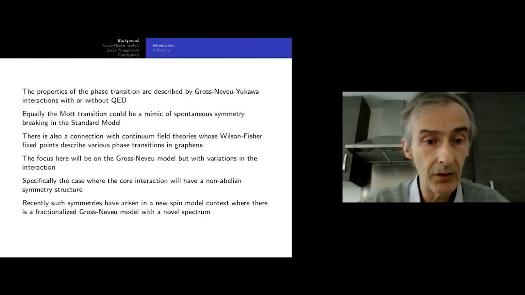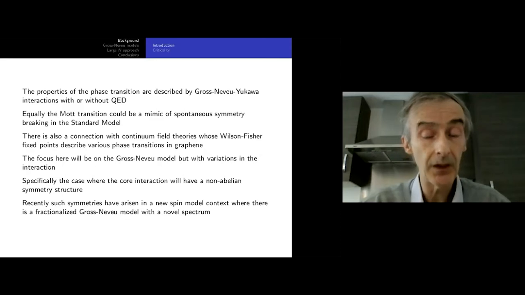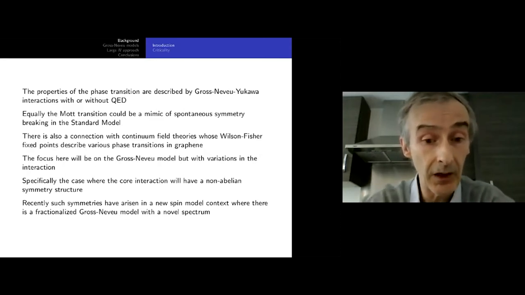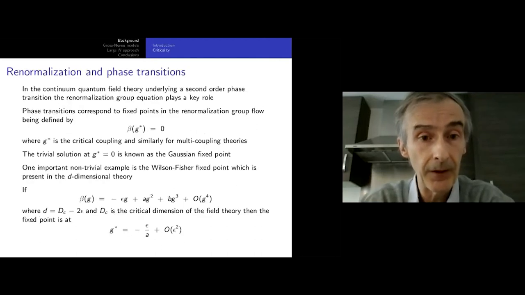But one of those spin models has given rise to a generalized Gross-Neveu model, which is called the fractionalized one. And it's got a different group structure. And that's the focus that my collaborator has been looking at, which is where I was brought in to do some of the calculations. So that's the model I'll be focusing on primarily today. But let me just go back and do a wee bit of basics on phase transitions.